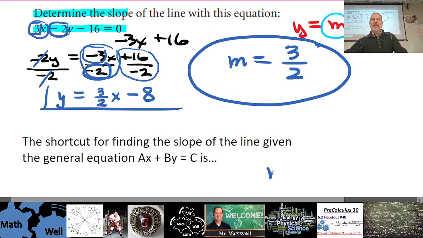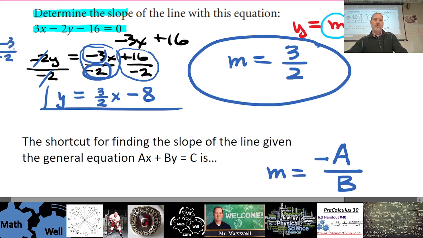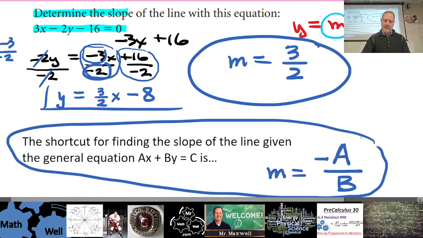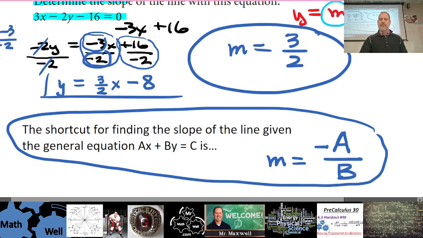So if you take the negative value of the a term, that's the term on the x, and you divide it by the b value, every time from the general equation, that's how you will get your slope. So negative a over b. If you look carefully here, negative a would be negative 3, and b is negative 2. So negative 3 over negative 2 is 3 over 2. From the general equation, this is a shortcut to finding the slope, and that may come in handy. Okay, you can jot that one down. And a and b are the coefficients in the general form.